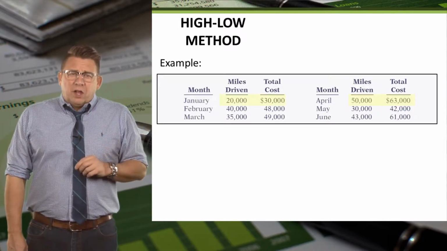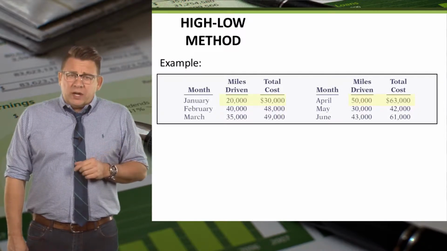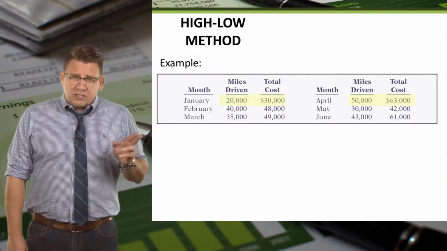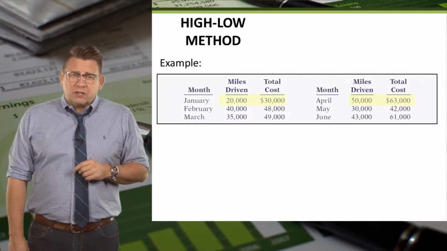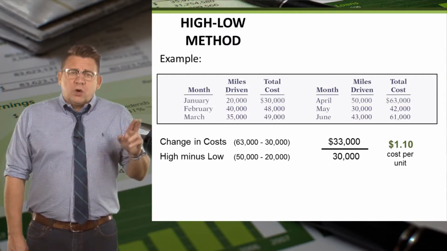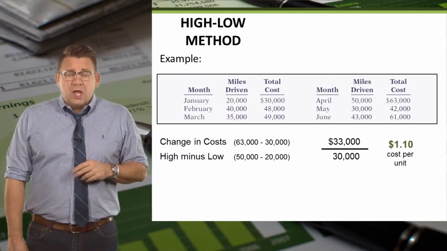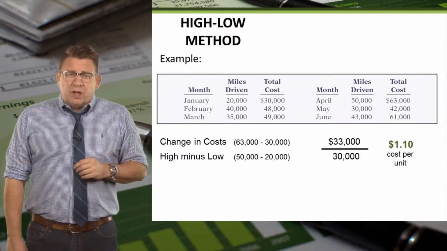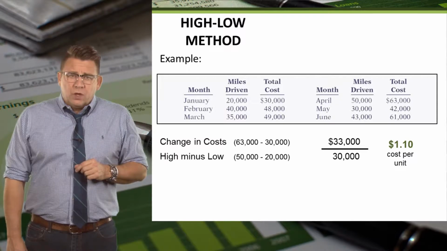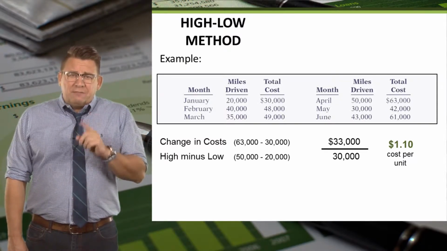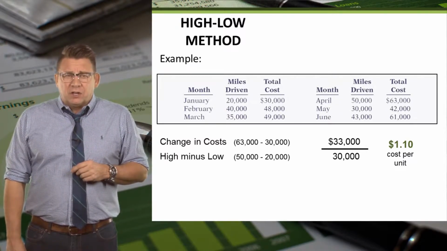The low level of volume is January at 20,000 miles. The cost associated with January is $30,000. So high cost minus low cost is 33,000. High volume minus low volume is 30,000. When we divide the two, we get a variable cost per unit of $1.10.